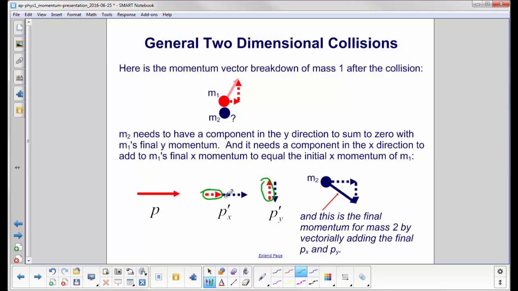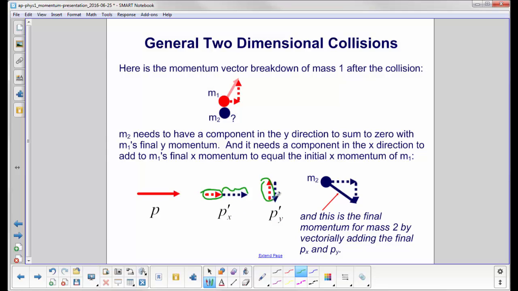Well, first of all, it has to make up some of this momentum. This is your initial total momentum, so my final momentum has to be the same length. So this piece here is going to be due to mass 2. We also know that since there's no initial y momentum, the momentum of object 1, which is in the up direction, must be exactly canceled out by the momentum of object 2. So here are your x components, here are your y components.